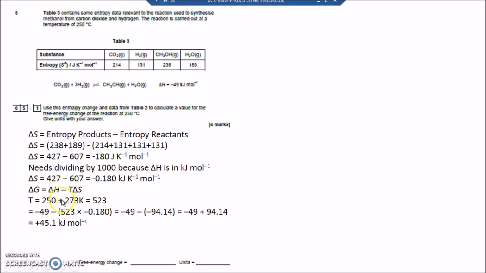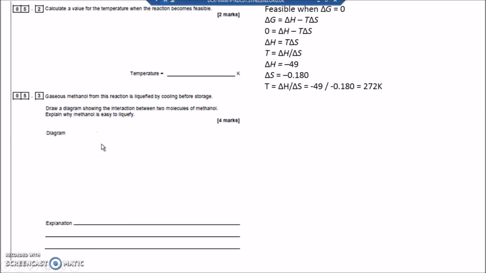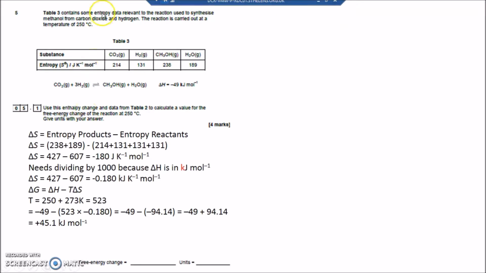How do I know that it's kilojoules per mole? Well, delta H is in kilojoules per mole, delta S is in joules per Kelvin per mole, Kelvin to the minus 1, so Kelvin's on the bottom, and I've just multiplied by a Kelvin. So temperature is a Kelvin multiplied by delta S, which is joules, divided by Kelvin divided by mole, so the two Kelvins cancel, so that becomes kilojoules per mole, so my answer is in kilojoules per mole.